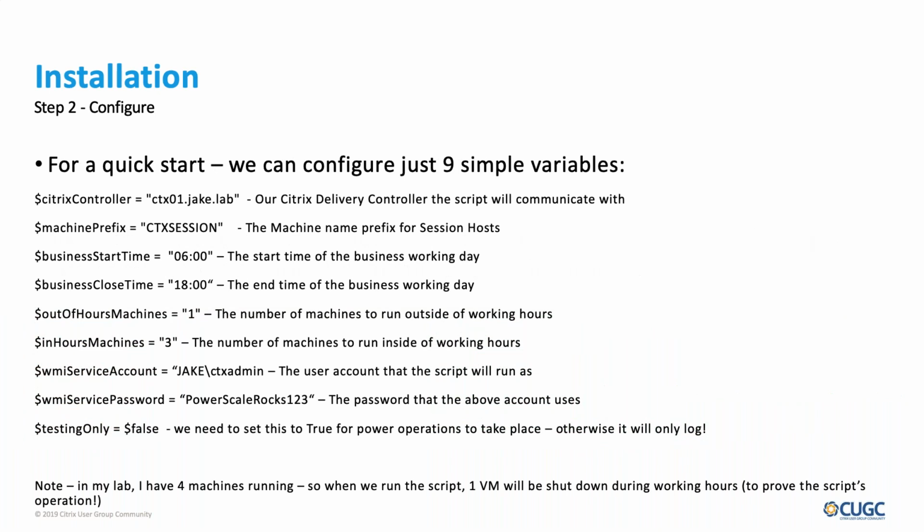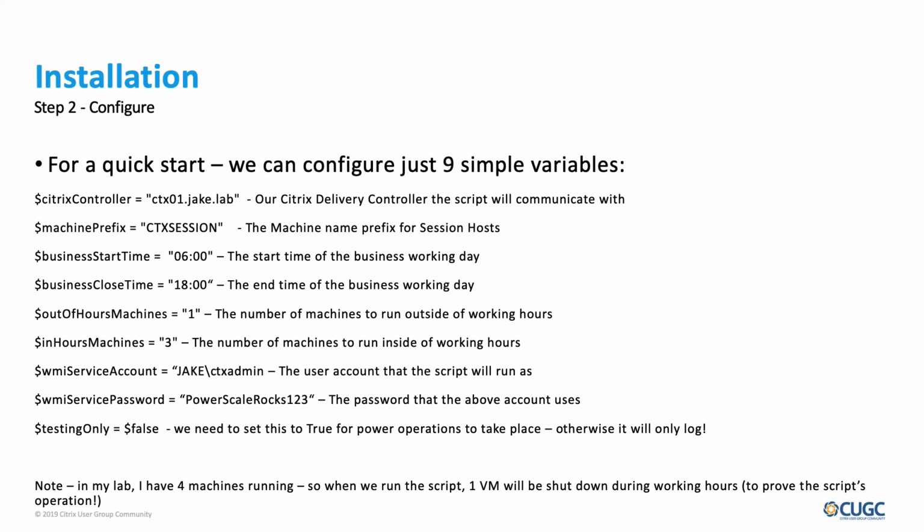For a quick start, there's actually only 9 variables you need to have, and that's all I'm going to configure in this instance. Most of that stuff's pretty straightforward, and the other stuff can just be left as is, but these 9 you will need. I'm going to run through these so you know exactly what they are, what they're doing, and why you need them. First, you need to tell it the controller it's going to run against. That's the controller that the script will communicate with.